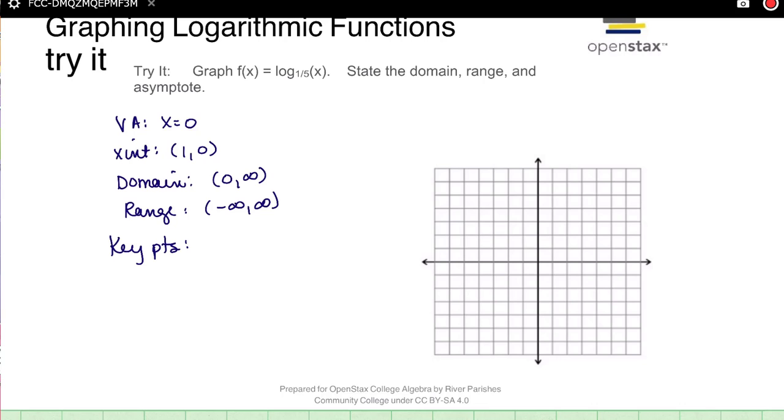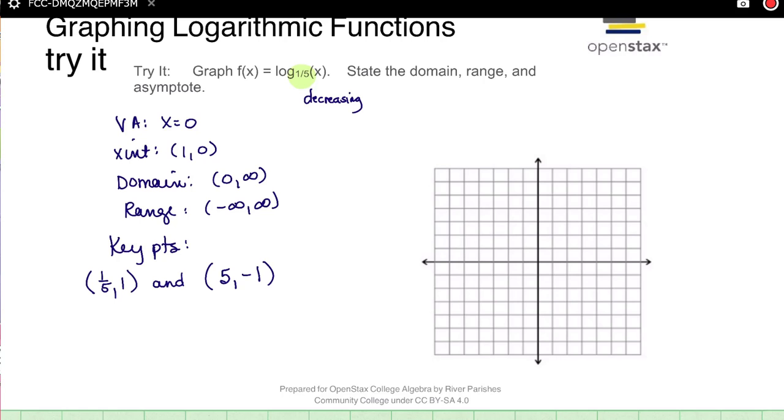So we have a key point at b, 1. b is 1/5. So we have a key point at 1/5 and 1. And then we have a key point at the reciprocal. The reciprocal of 1/5 is 5. So 5 and negative 1. And if we look at this number, 1/5, it's between 0 and 1, so we know the graph is decreasing.